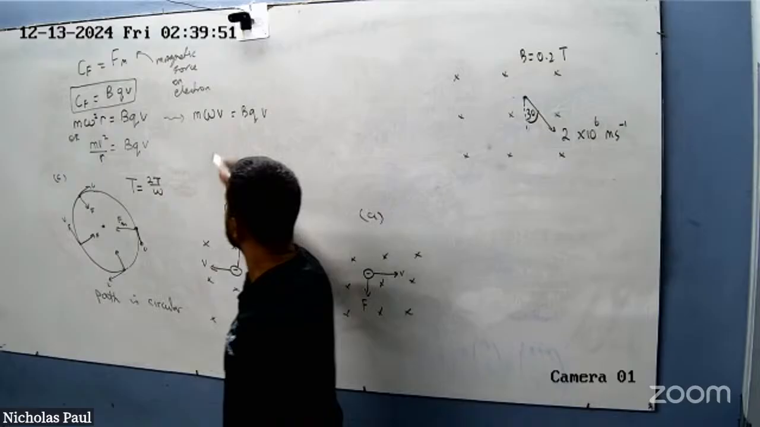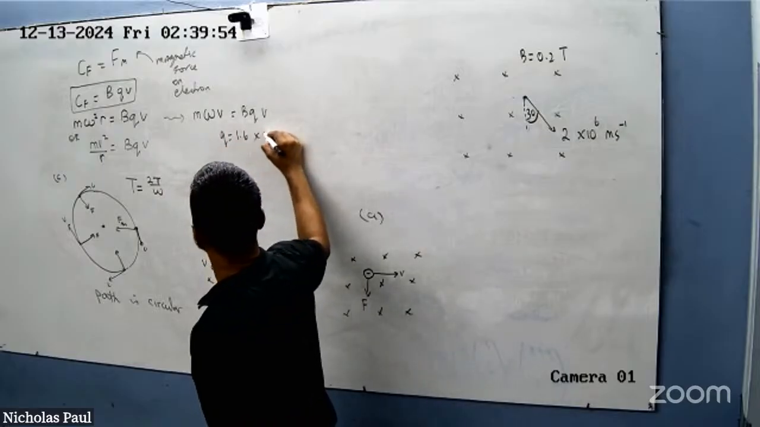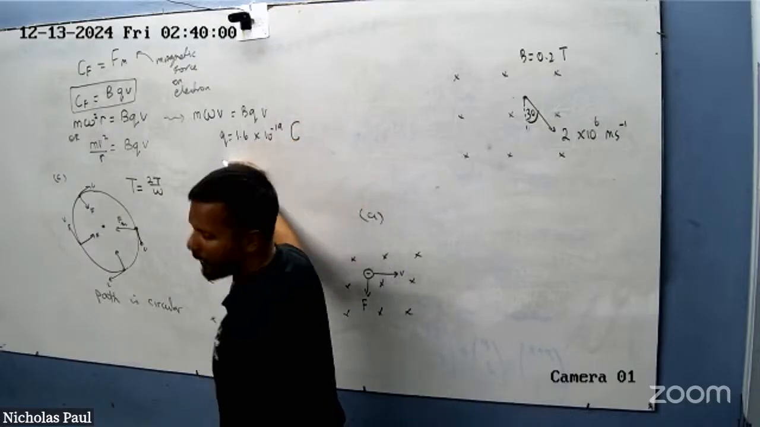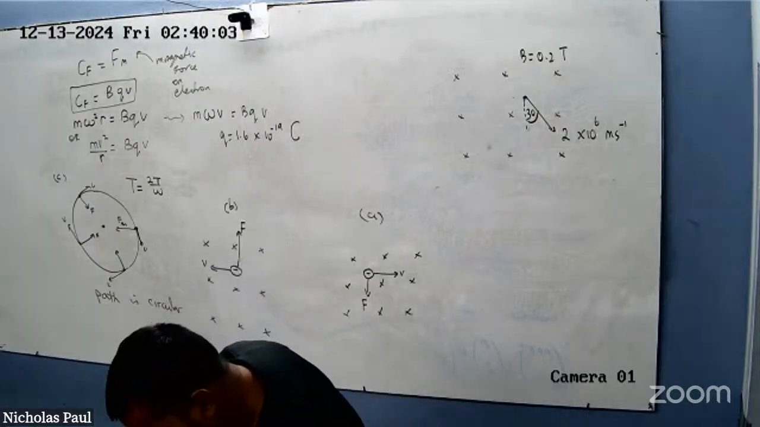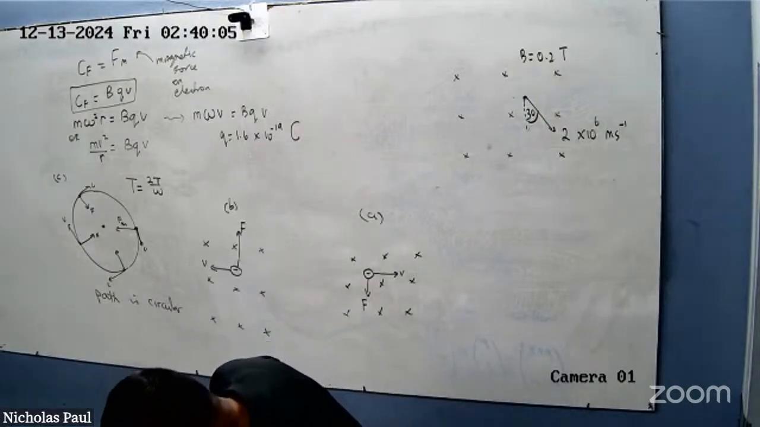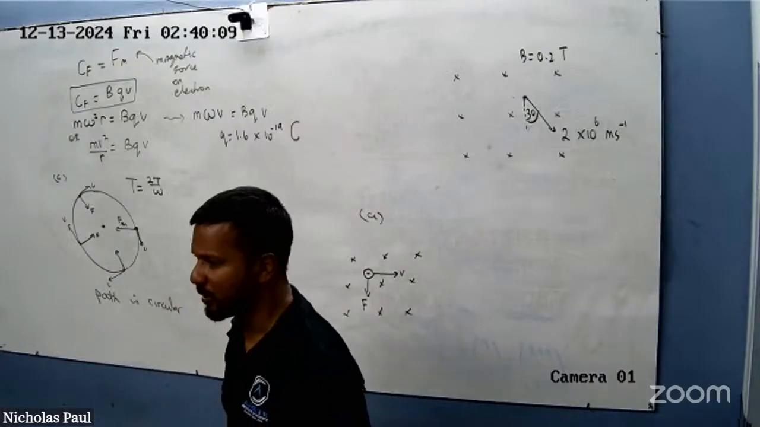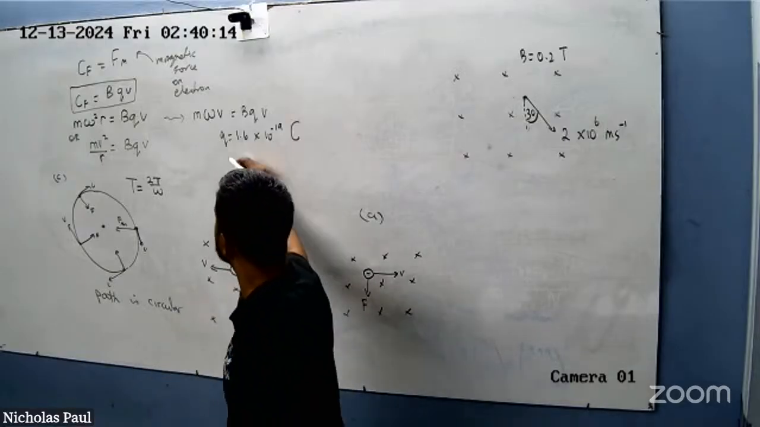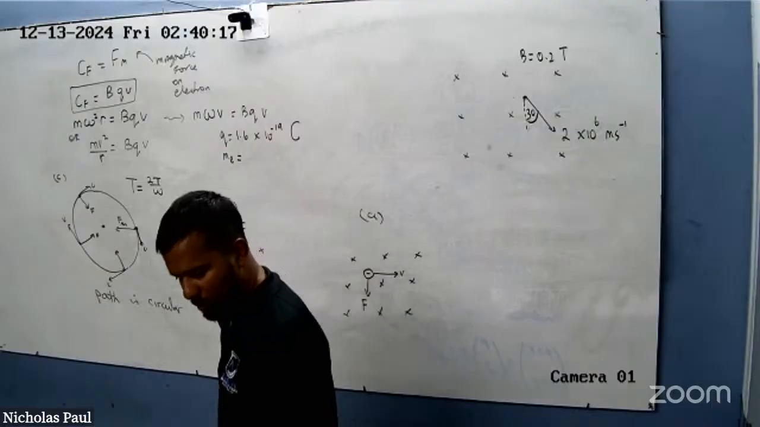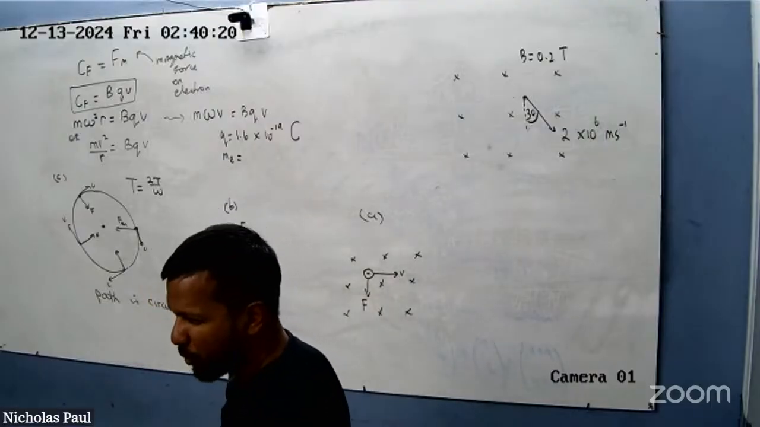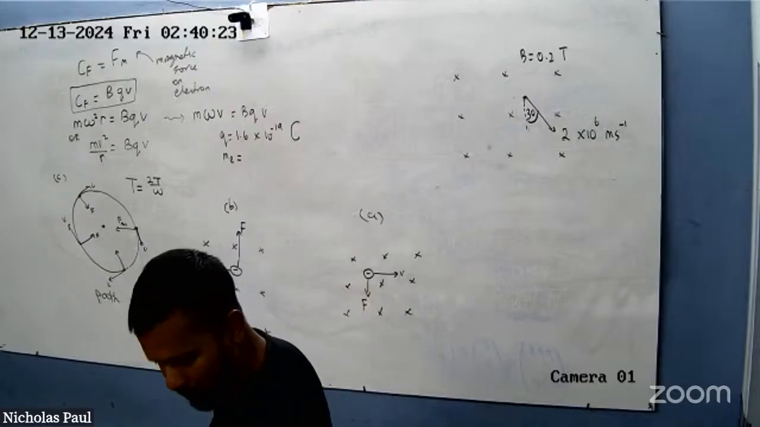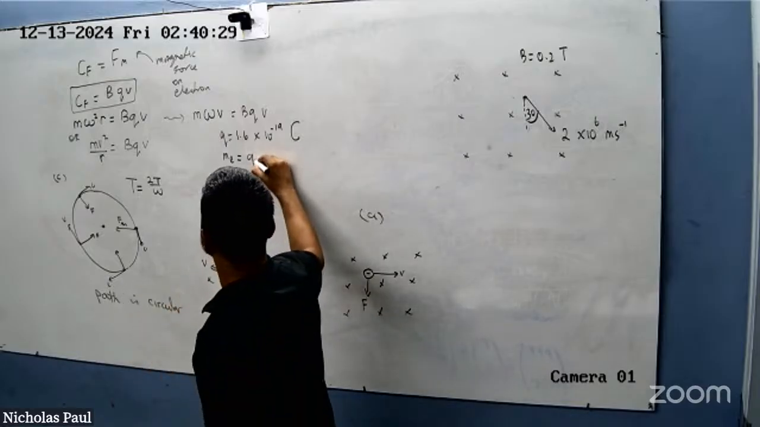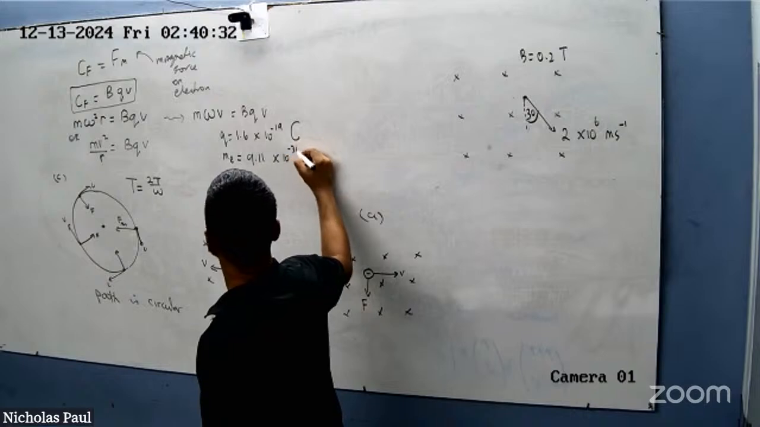So you remember what Q is? Q is 1.6 by 10 to the minus 19. What's the mass of an electron again? Let's check the front of the pathway. 9.11 by 10 to the minus 31.